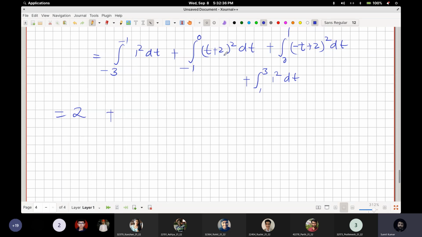And this second part, what is this going to be? This is t plus 2 whole cube divided by 3, isn't it? And you will be putting in minus 1 and 0. And then after that, you will have minus t plus 2 whole cube divided by 3, and you will be putting in 0 and 1. And this last part is going to be again equal to 2.